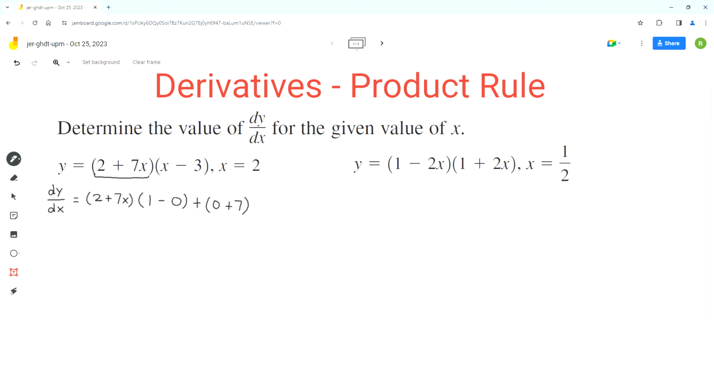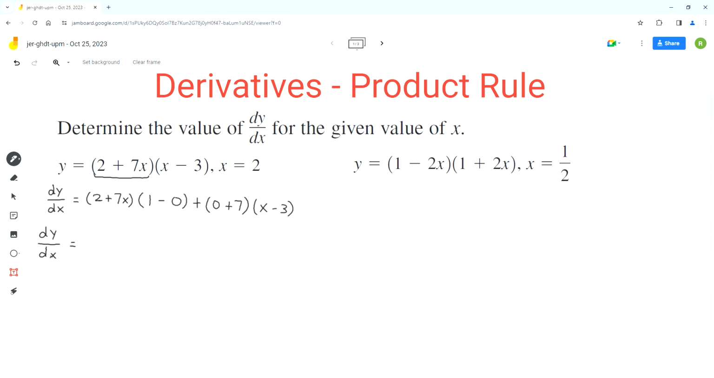And for 7x, we have to use the constant product rule. So the derivative is 7 times the derivative of the second function, x minus 3. Now we can sub in x as 2. We do not have to simplify this expression before we sub in x as 2. So we can sub in x as 2 in this step to find the value of dy over dx at x equals 2. This way we'll save some time and steps.